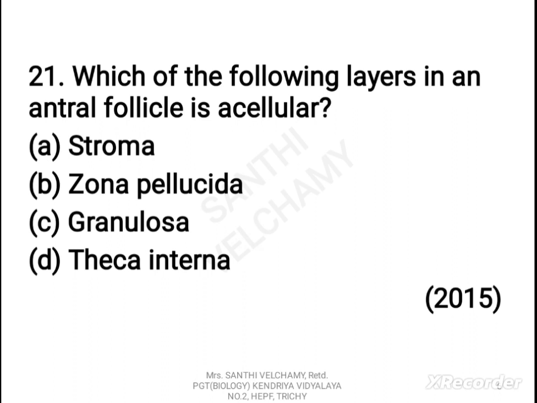Now next question. Which of the following layers in an antral follicle is acellular? A, stroma. B, zona pellucida. C, granulosa. D, theca interna. The correct answer is B, zona pellucida.